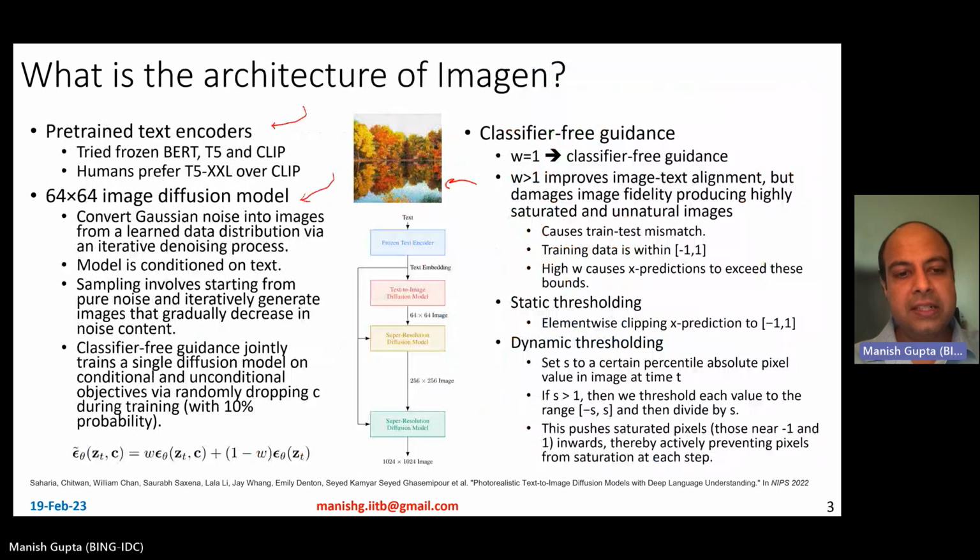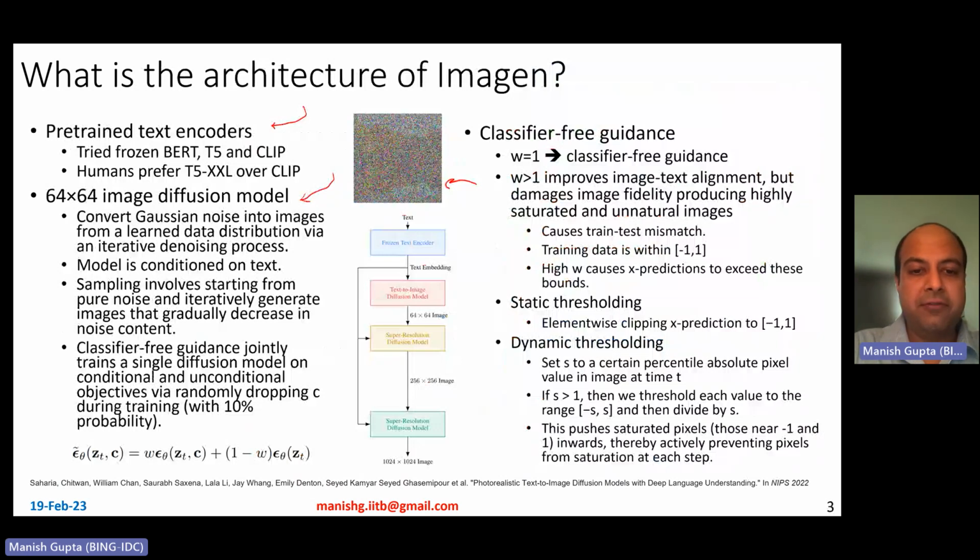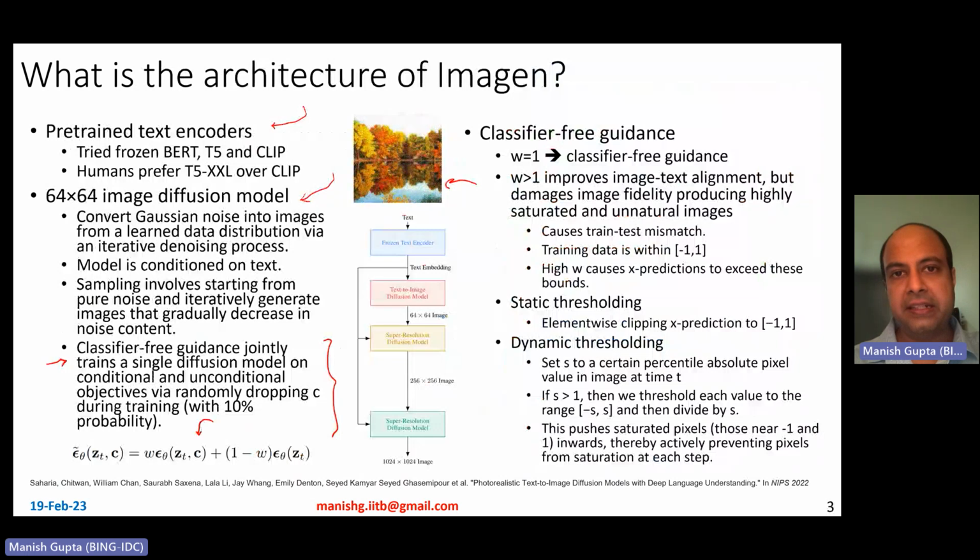Yeah. So in fact, there is another video which I had posted, by the way, about diffusion processes. But while doing the diffusion process, a very popular technique to use is classifier-free guidance, which jointly learns conceptually two models, but in general just a single model, right? So it trains a single diffusion model on conditional and unconditional objectives by randomly dropping this class label C, or in this particular case, caption C, during training, right?